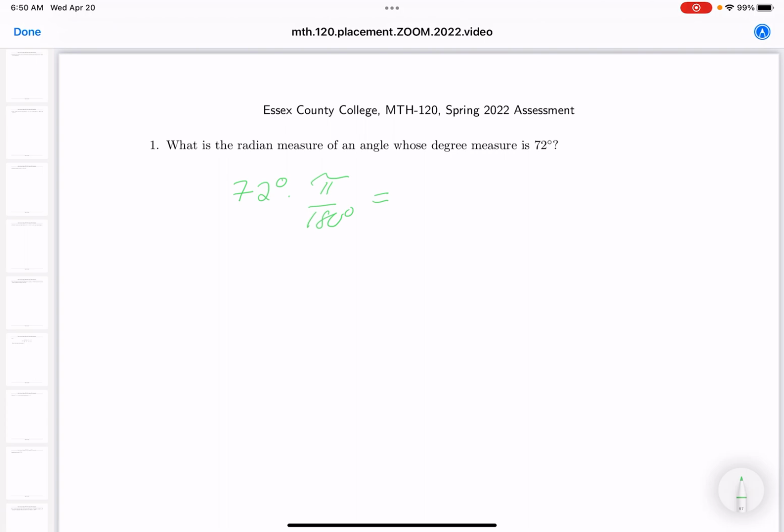And it looks like degrees would cancel, and you could divide both top and bottom by 36. What would you get? You would get 2 pi, because 36 goes into 72 twice, and 36 goes into 180 5 times. I consider this to be a simple question. All right, let's go to the next one.